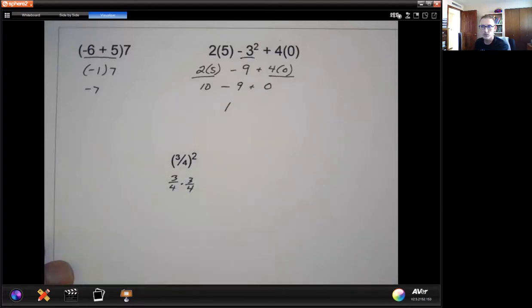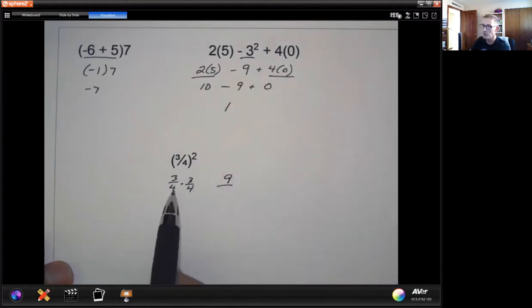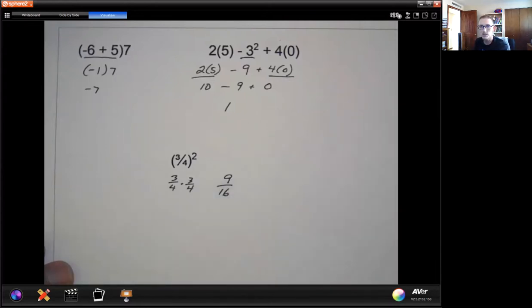And if we think back to fractions, to multiply fractions, we multiply straight across the top. So 3 times 3 is 9. And we'll multiply straight across the bottom. 4 times 4 is 16. So if we have an exponent that belongs to a fraction, we just multiply the top and the bottom of the fraction.